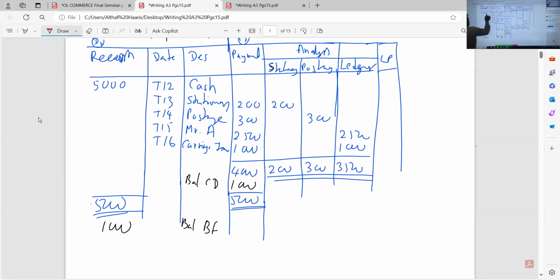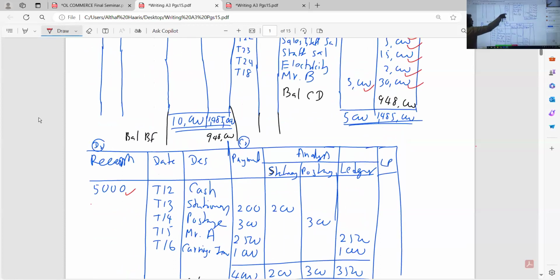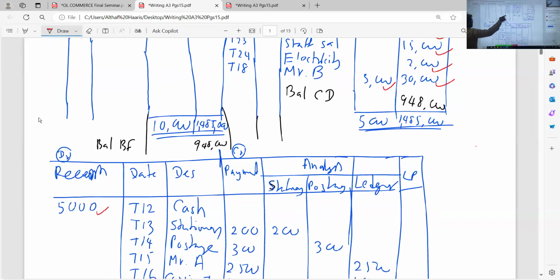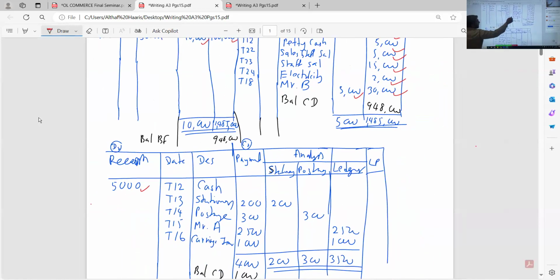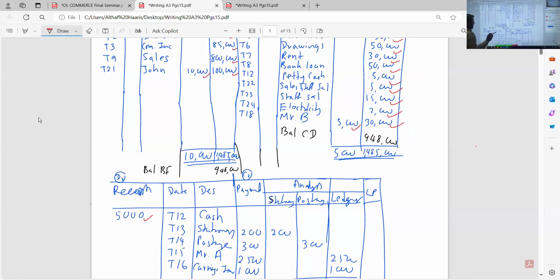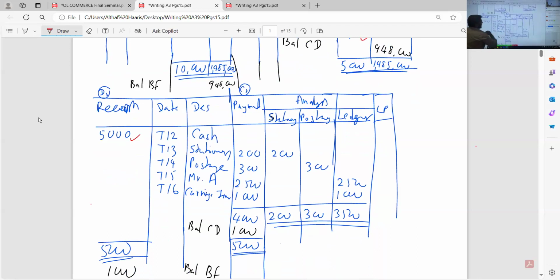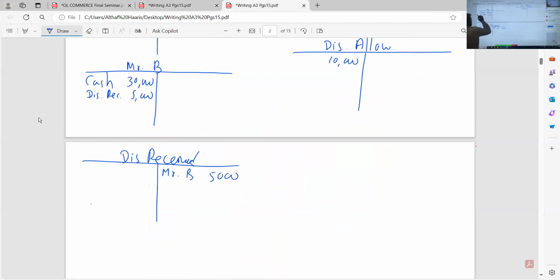Now for this one, we had the other entry. Here it is debit. For your cash book, we had the credit entry. Likewise, for these ones also, this is the credit values, the payments. For these credit values, you should have the debit entries. So stationery is an expense. Expense is debit. So let's put it down.